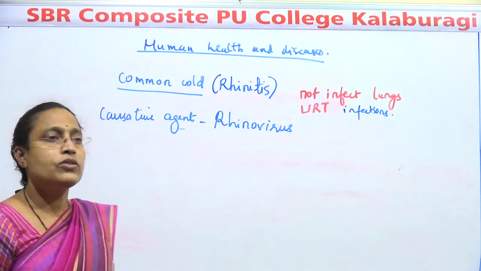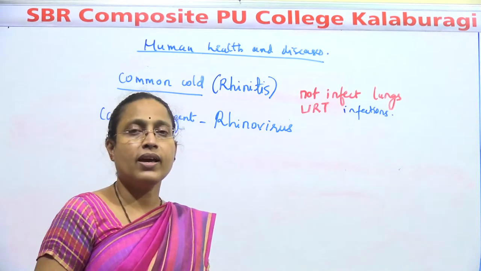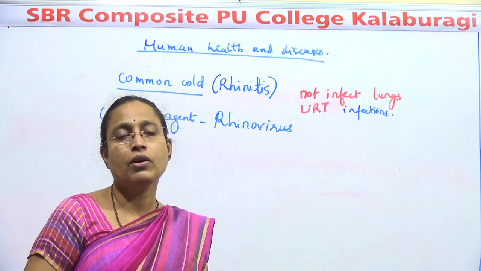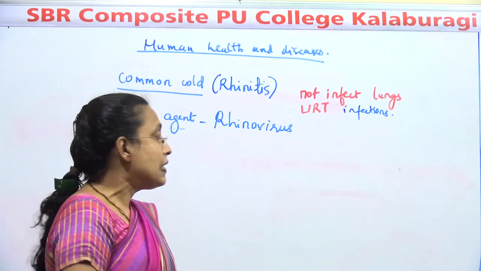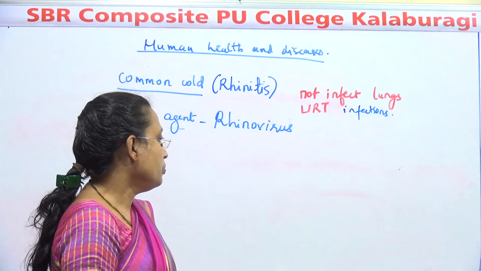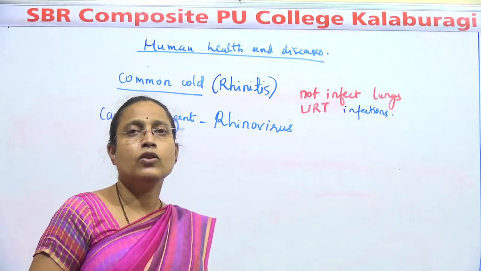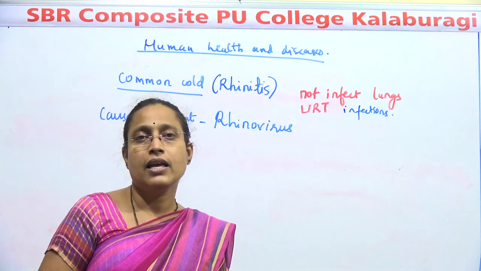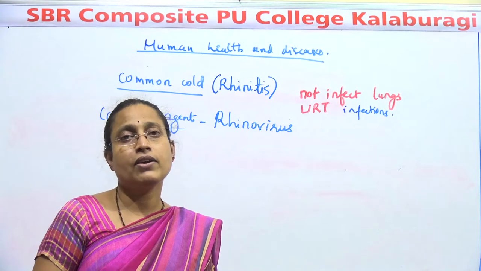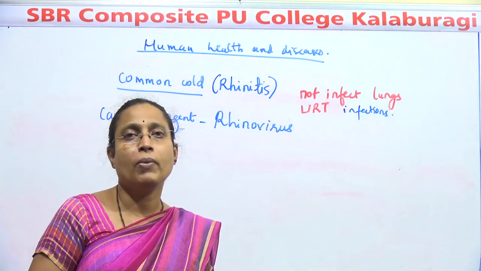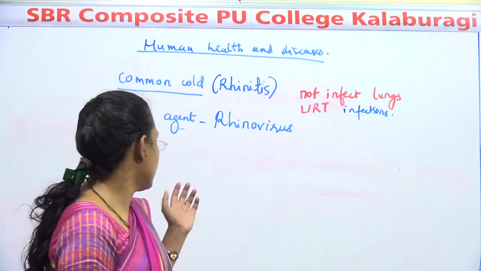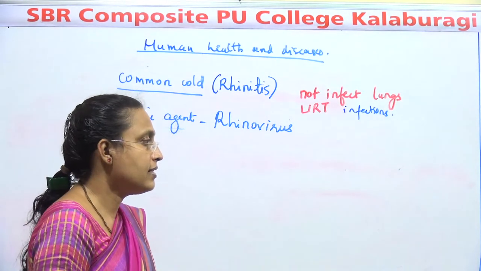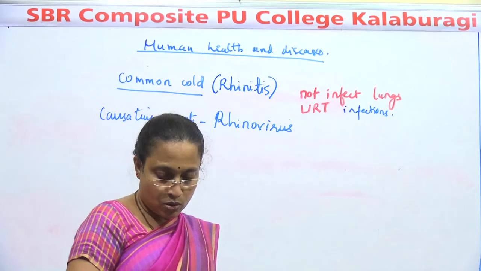Now, when do symptoms occur? Suppose today the virus enters, after how many days can the symptoms occur? That is explained by a term called incubation period. If the virus enters today, the symptoms can appear within 24 hours, 48 hours or 72 hours. So an average of 1 to 3 days is the incubation period of common cold. So this is the causative agent as well as the incubation period of common cold.